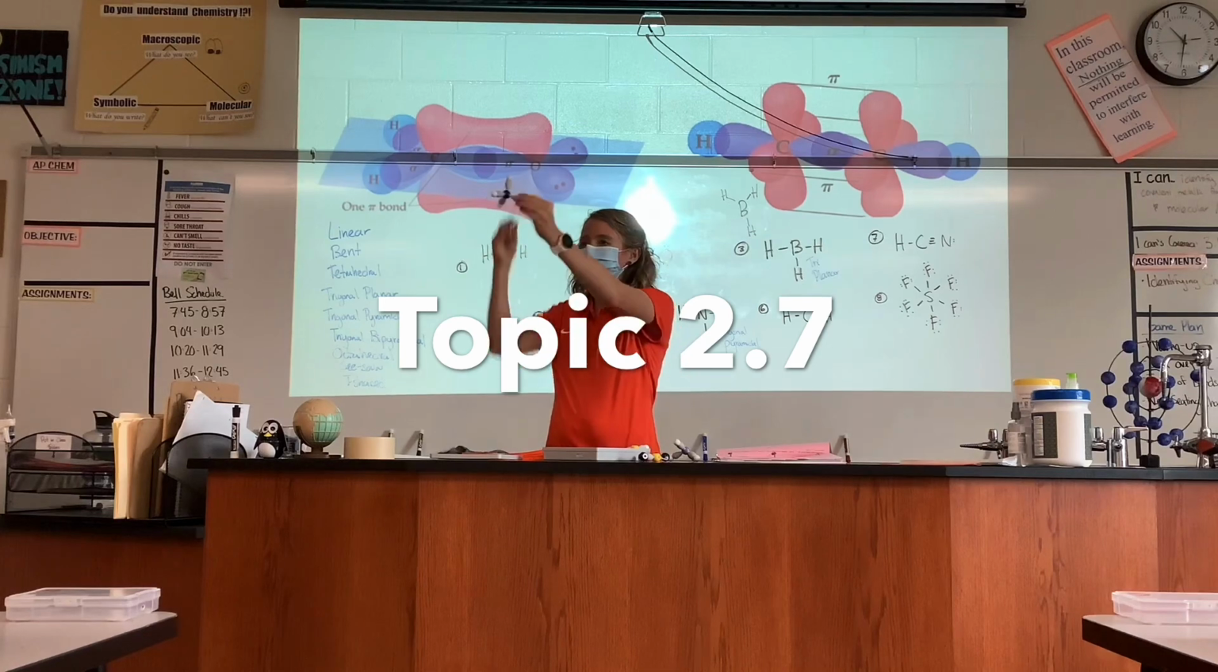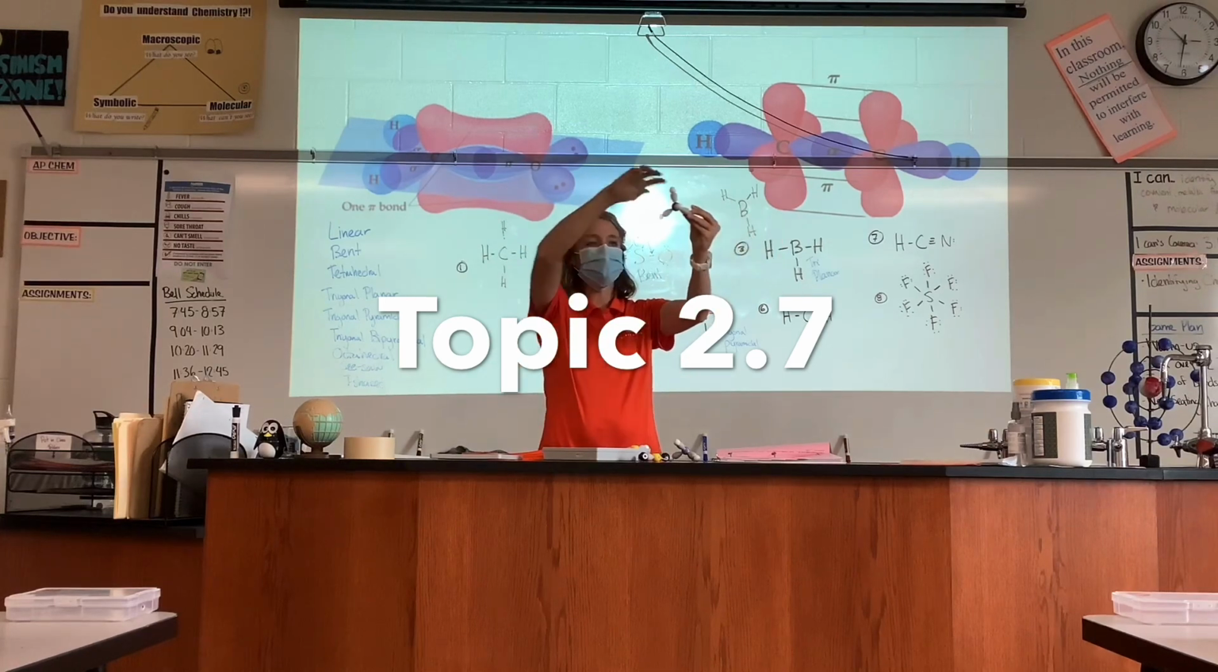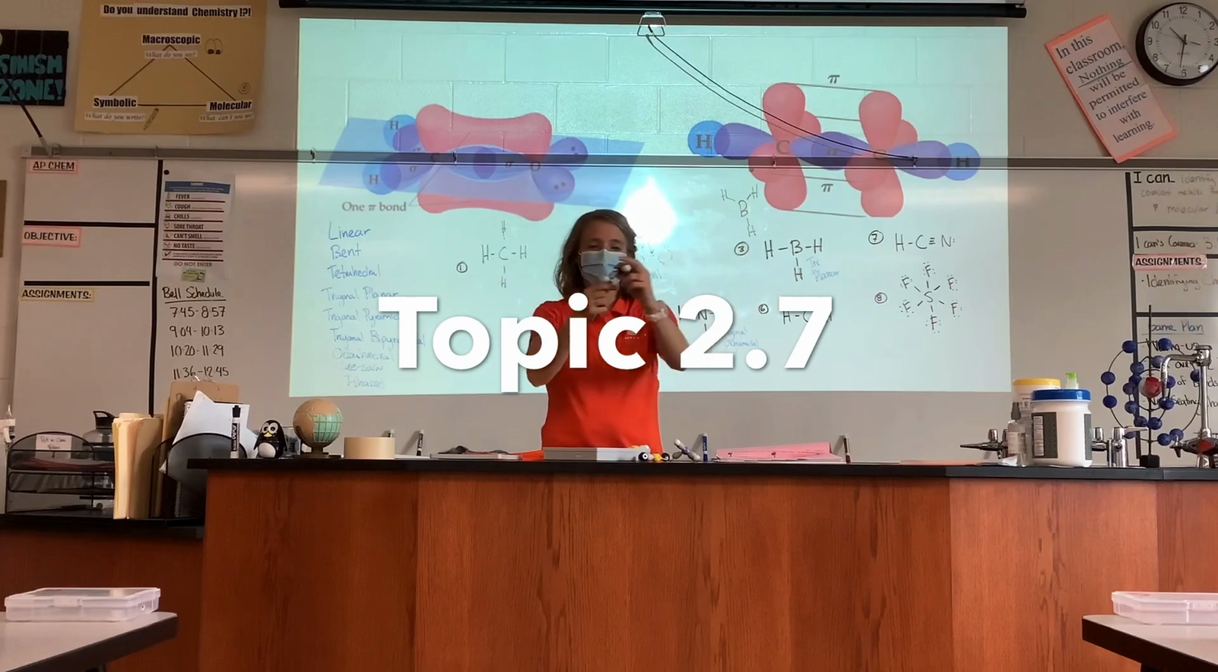Right? So here's tetrahedral, but one of them is a ghost, I'm pretty sure. So that's where you get your trigonal pyramidal from.